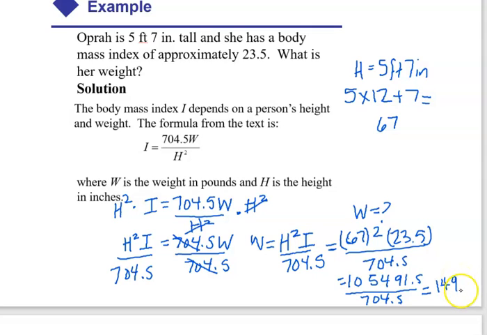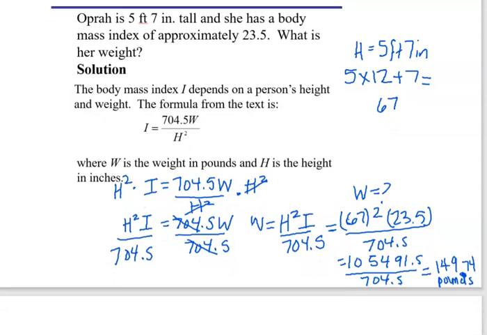It doesn't tell me what to round to, but I'm getting a decimal. It's 149.73. I'm just going to round to the hundredths place, and this would be in pounds. But you can see how adjusting this formula and isolating W helps us just find the weight. And then we could go back and plug it in.